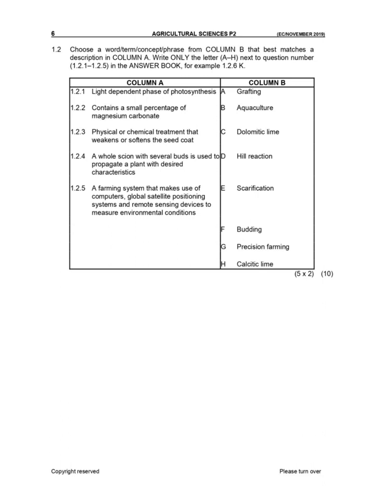A farming system that makes use of computers, global satellite positioning systems, and remote sensing devices to measure environmental conditions. So, what is that one? Actually, there is only one farming system in Colombia, so obviously that answer is a given. That is precision farming. A farming system that makes use of computers, global satellite positioning system, which is GPS, remote sensing devices to measure environmental conditions. Right? Then you get your 10 marks, free 10 marks, so already you have 30 marks.